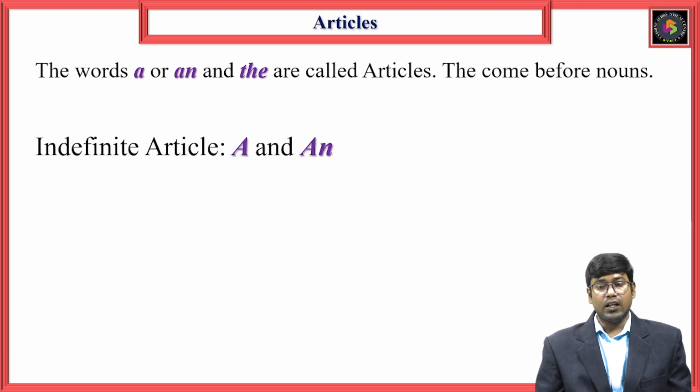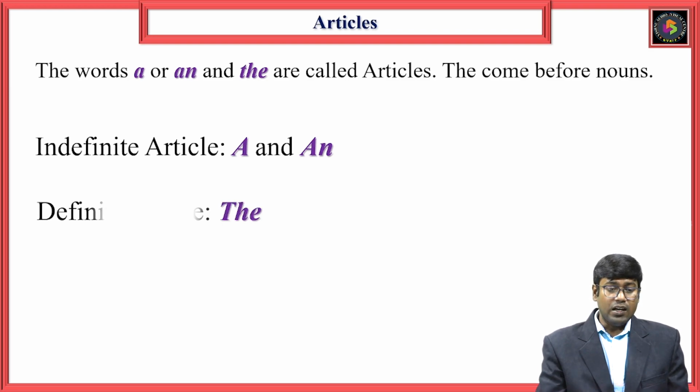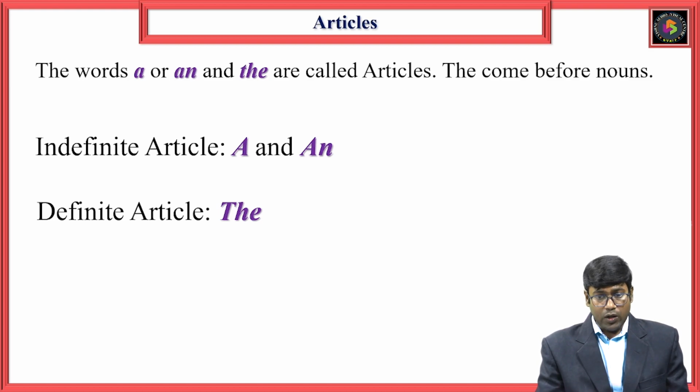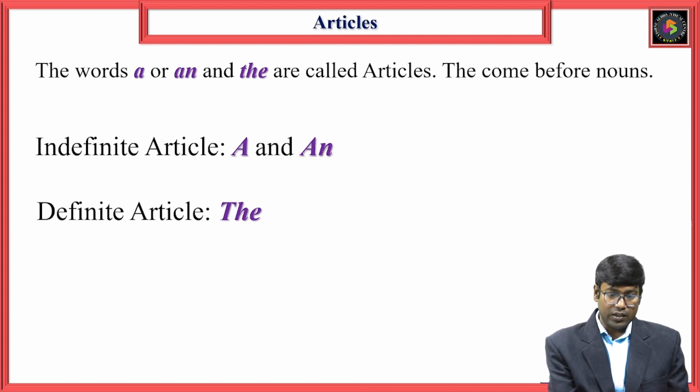So we can categorically divide them into sections. First is the definite and indefinite article. What are the indefinite articles? Indefinite articles are a and an, and the definite article is the. Now we'll try to understand the uses of the definite article as well as the indefinite articles, and also discuss the common errors that students make regarding these articles.